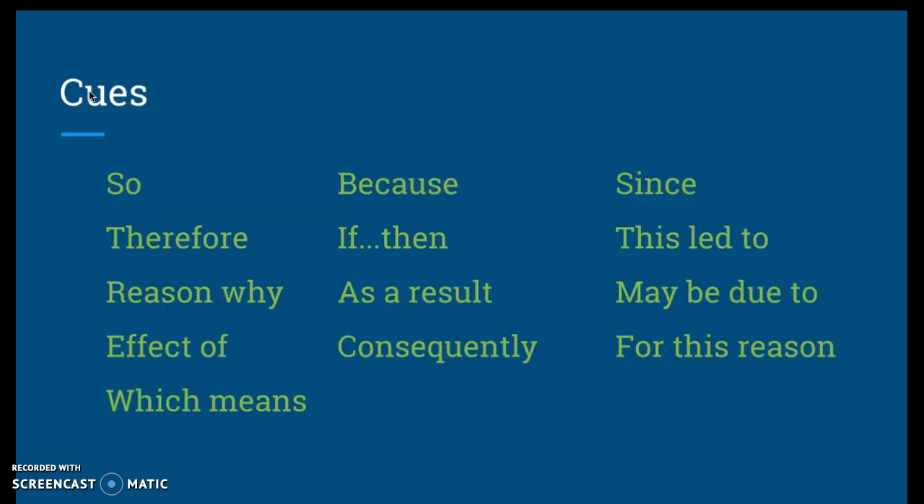So cues, I've typed all these out for you. You don't have to write them down. But you need to become familiar with them because I expect to see them when you're writing your articles for your magazine project. So we have so, because, since, therefore, if, then, this led to, reason why, as a result, maybe due to, effect of, consequently, for this reason, and which means.